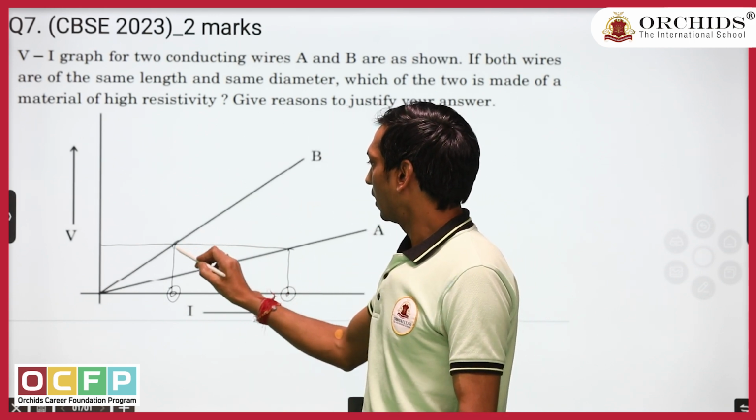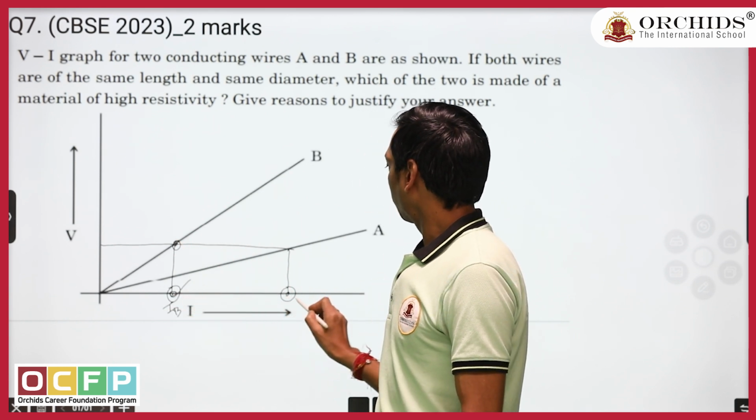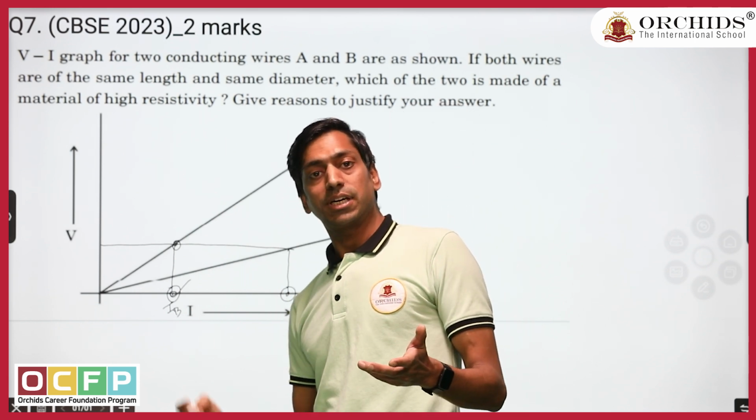So you can see here for conductor B, the current flow will be, let's say, IB, and for conductor A, current flow will be IA. So from there also for MCQs, we can also write the answer.